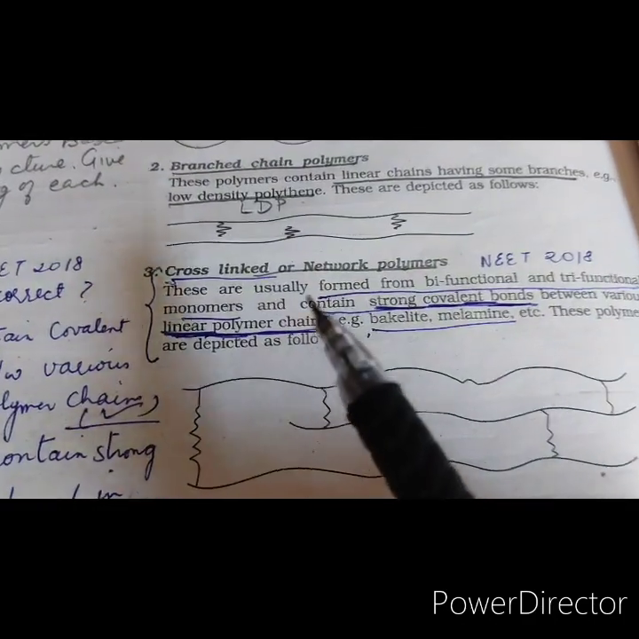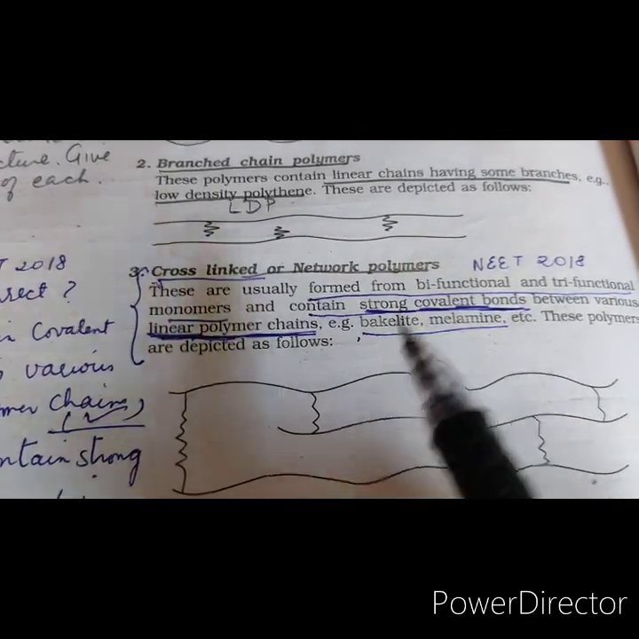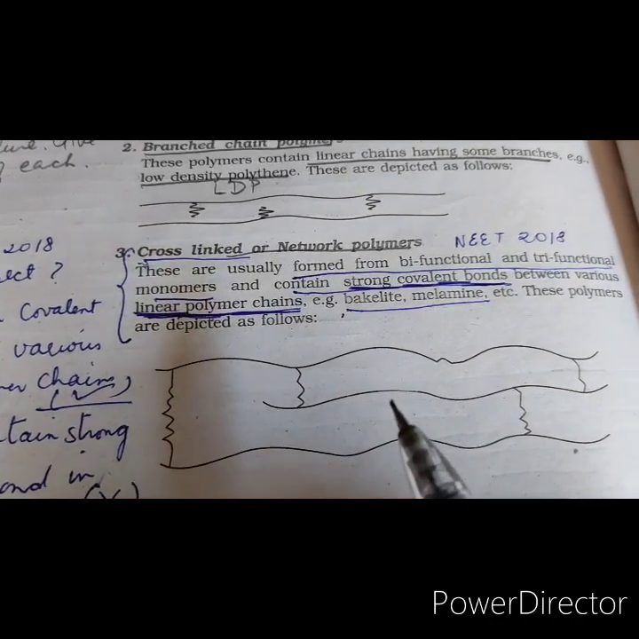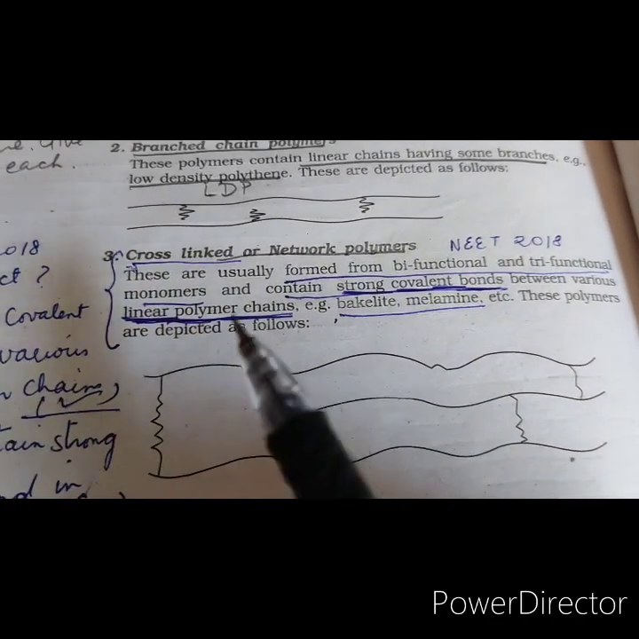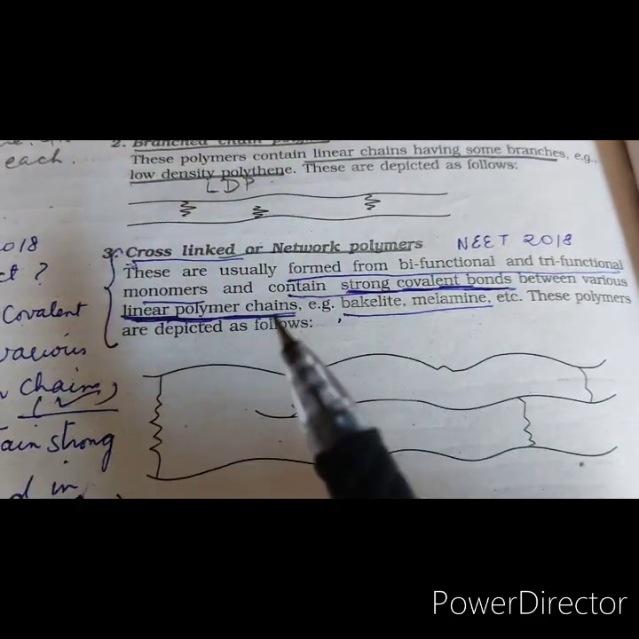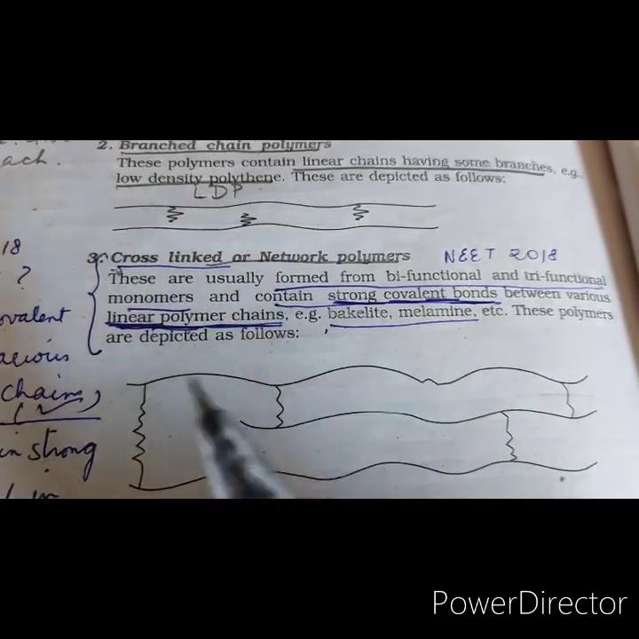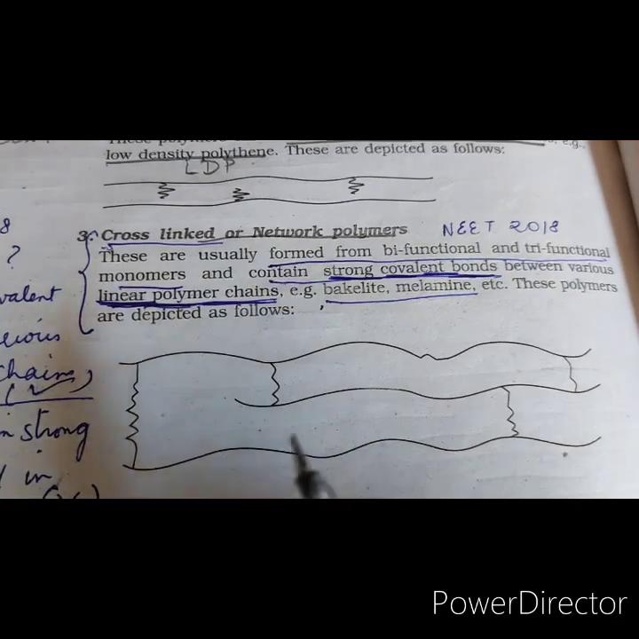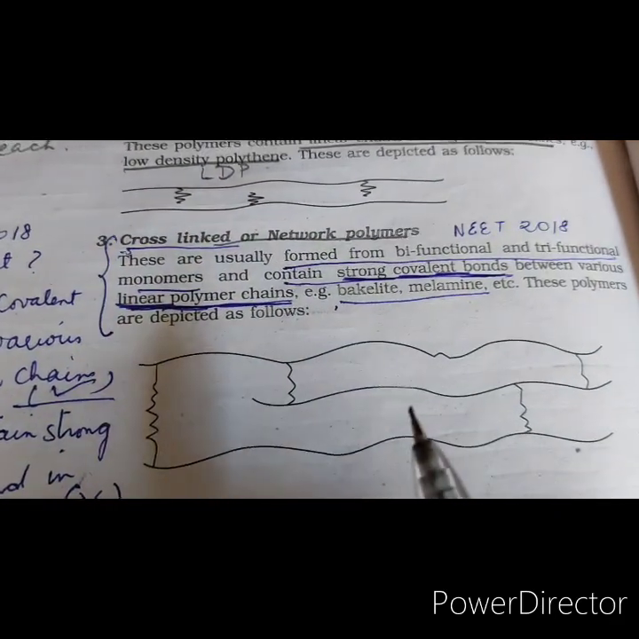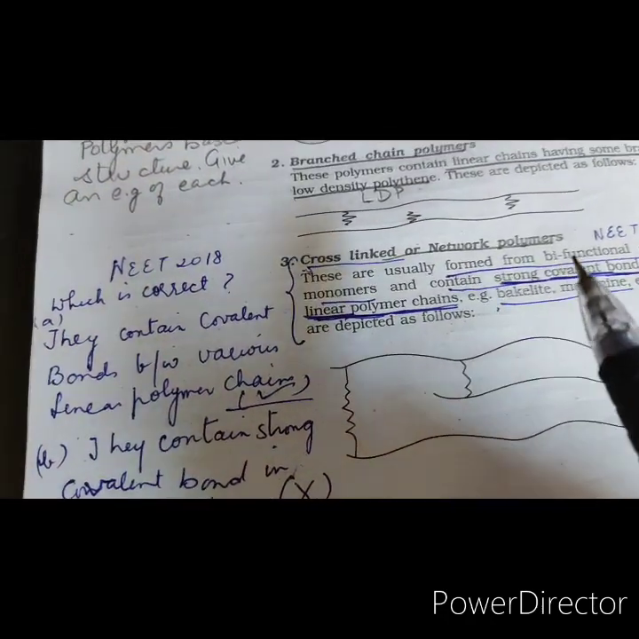So the third is cross-linked or network polymer. Now in cross-linked or network polymer, what happens, there are linear chains and the linear chains have strong covalent bonds between them. So cross-linked or network polymers are formed from bifunctional or trifunctional monomers, and they contain strong covalent bonds between various linear polymer chains. Example is bakelite and melamine. So this question has appeared in the board, which is correct about cross-linked or network polymers.